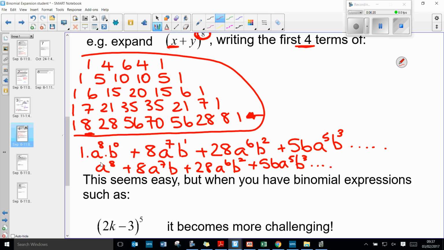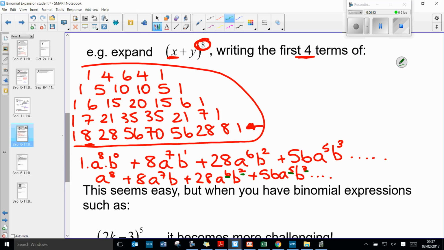Now, one other thing to look out for is what's special about our powers of a and b. If this is 6 and 2, if this was 5 and 3, is there anything special about those? They will always add up to give you n. So if this was a^6, this has to be b^2, because 6 and 2 make 8, and that's what we started off with, to the power 8. This is a 7 and a 1, makes 8, so they always will add up to give 8.